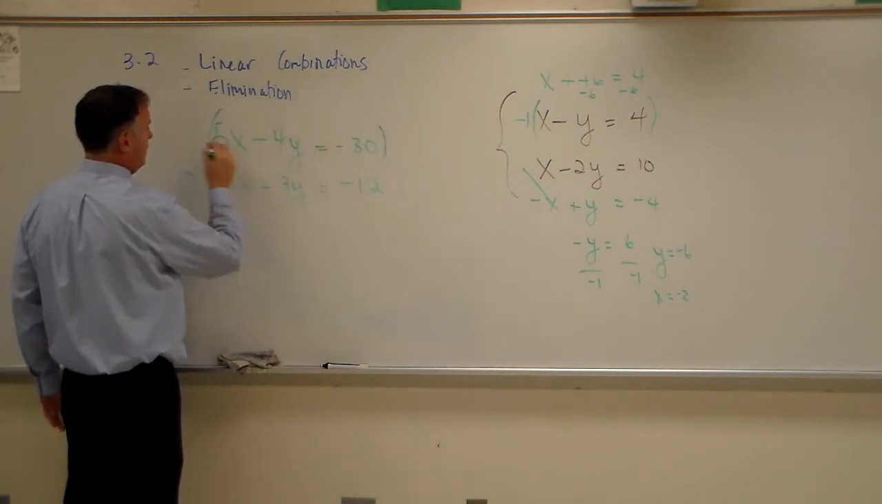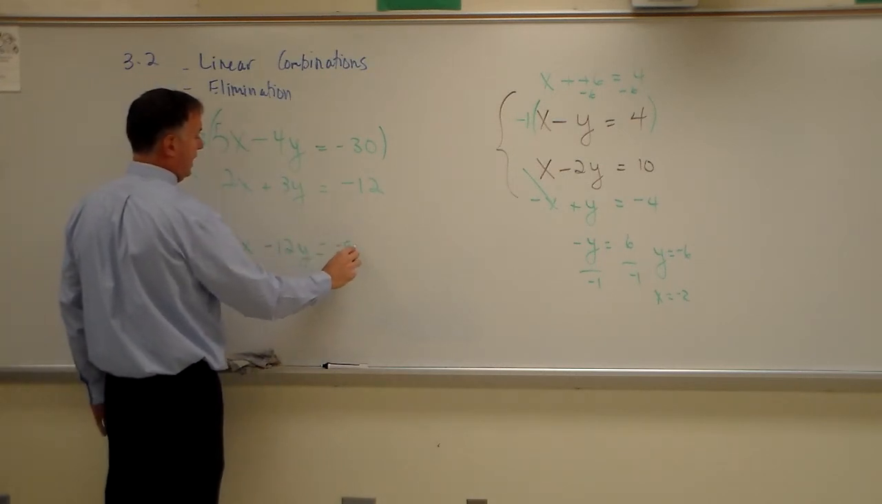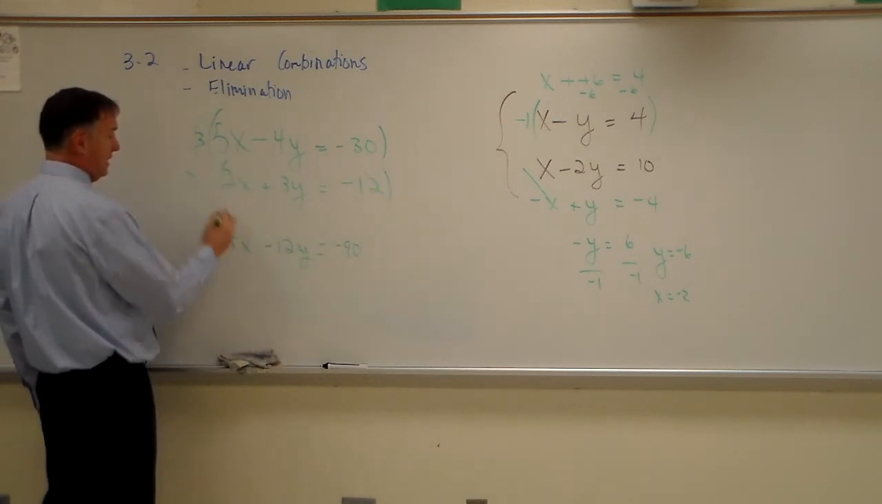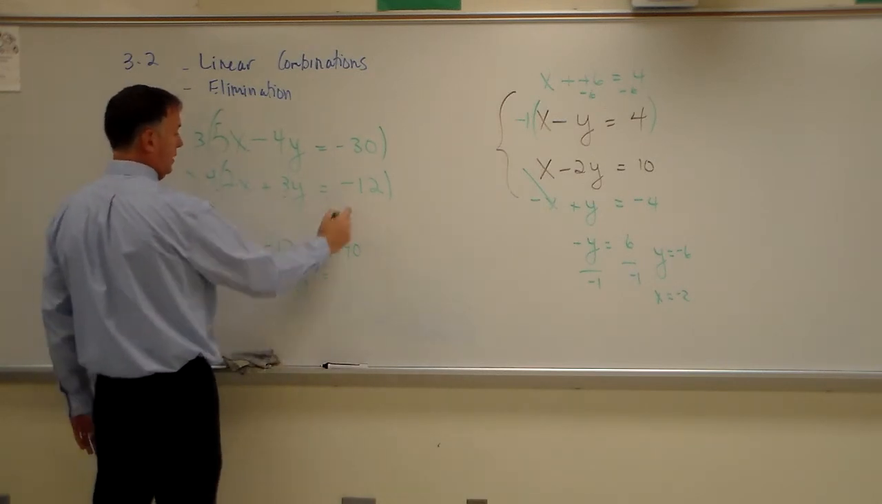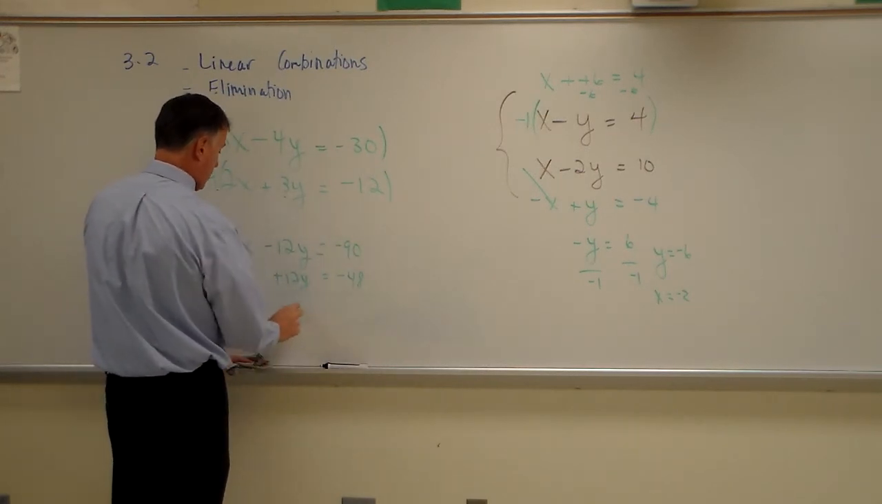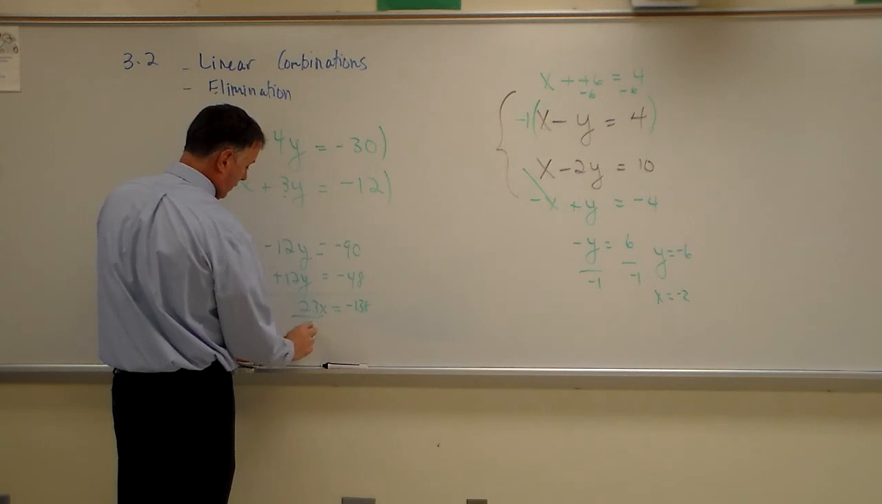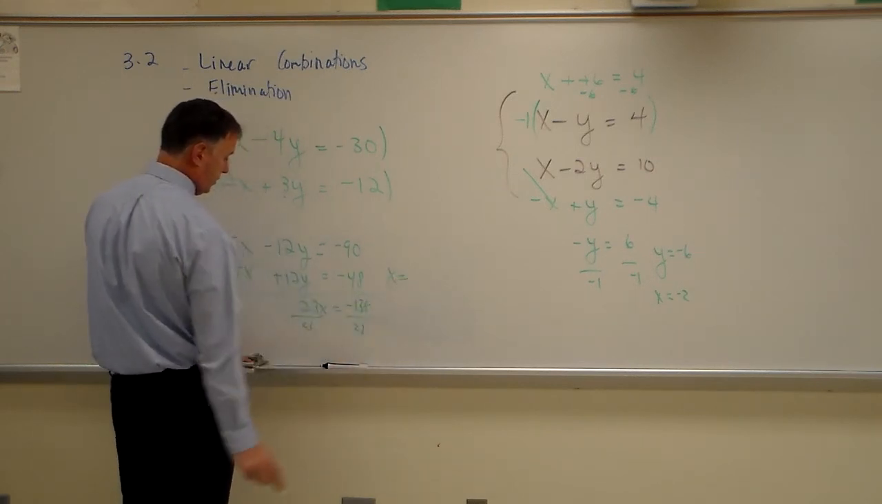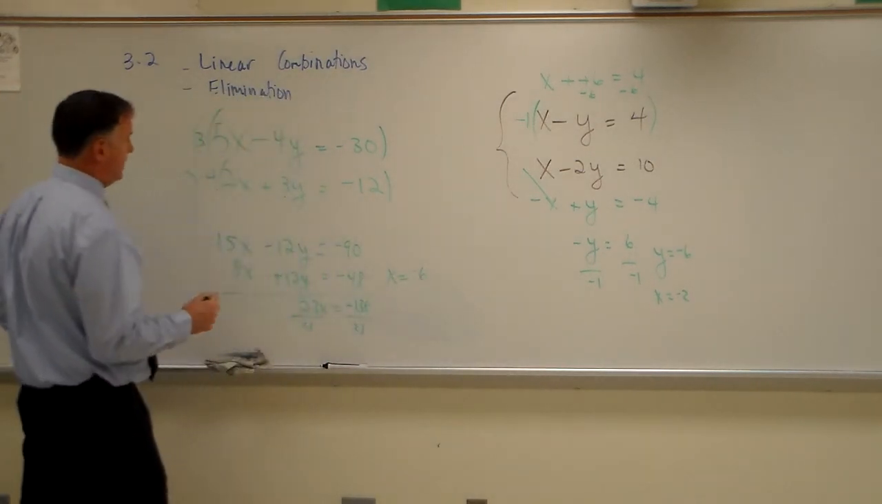So I'm going to multiply this one times 3, which gives me 15x minus 12y equals negative 90. And then I'm going to multiply this one so I can get those y's to cancel times 4, which would be 8x plus 12y equals negative 48. So I get 23x equals, what is that? Negative 138. Divide by 23, divide by 23, and x equals, I don't know, is it 6? I think it's 6. Let's check it out. 138 divided by 23 equals 6. So it's a negative 6. x equals negative 6.